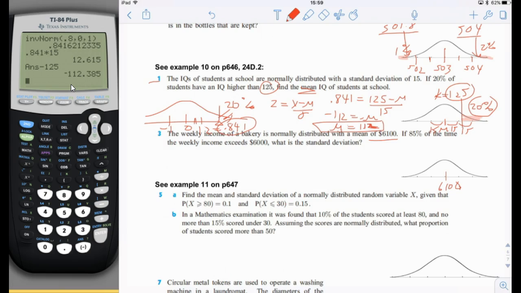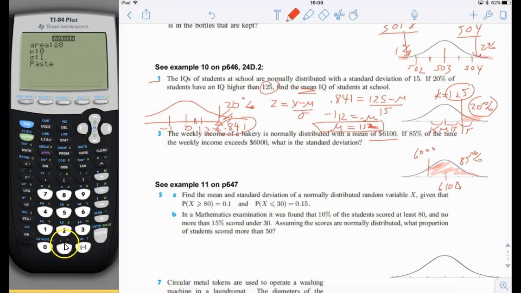Okay. So 85% of the time, the weekly income exceeds 6,000. So we know that if this is 6,000, 85% of the people are to the right of that. Now we can use the inverse normal function, second distribution, inverse normal, and we're going to assume that the mean is 0 and the standard deviation is 1. We want to find what 6,000 would be in z terms.